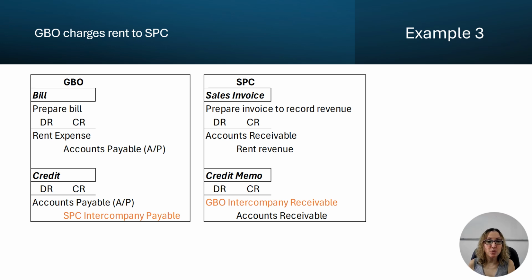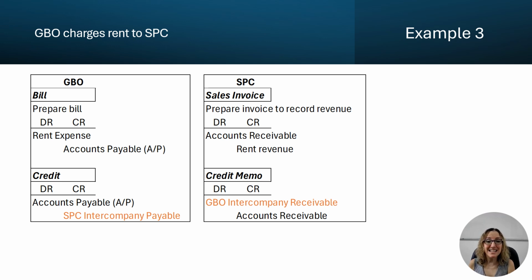Example 3 is where GBO is charging rent to SPC. In this case, there is no payment necessarily made between the companies, although there could be, but here there isn't. So in GBO, we're going to prepare the bill because we have an expense. It's debiting rent expense, and of course, when you prepare a bill, it goes to accounts payable. Then, because there's no payment physically made, we do a credit where we debit accounts payable and we credit SPC intercompany payable. GBO owes money to SPC for the rent.